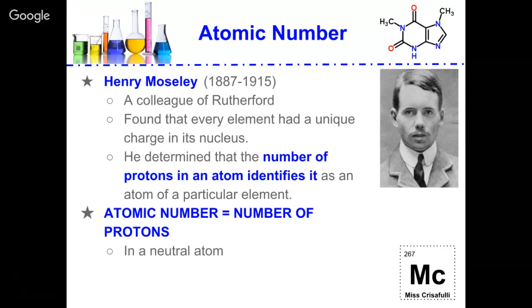So in a neutral atom, the number of protons is going to equal the number of electrons, because if the atom is neutral or has no charge, then the number of positive particles in the atom is going to be equivalent to the number of negative particles in the element.